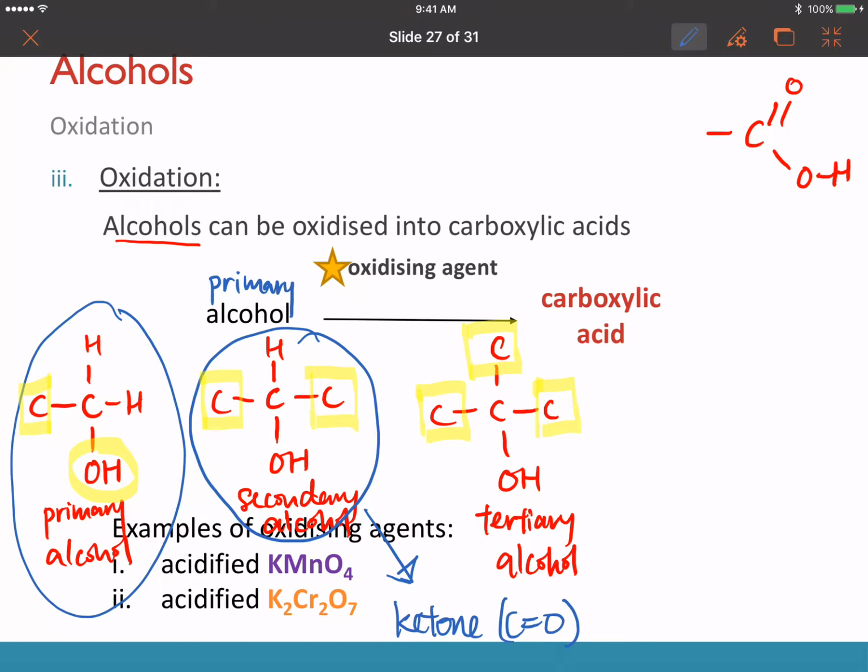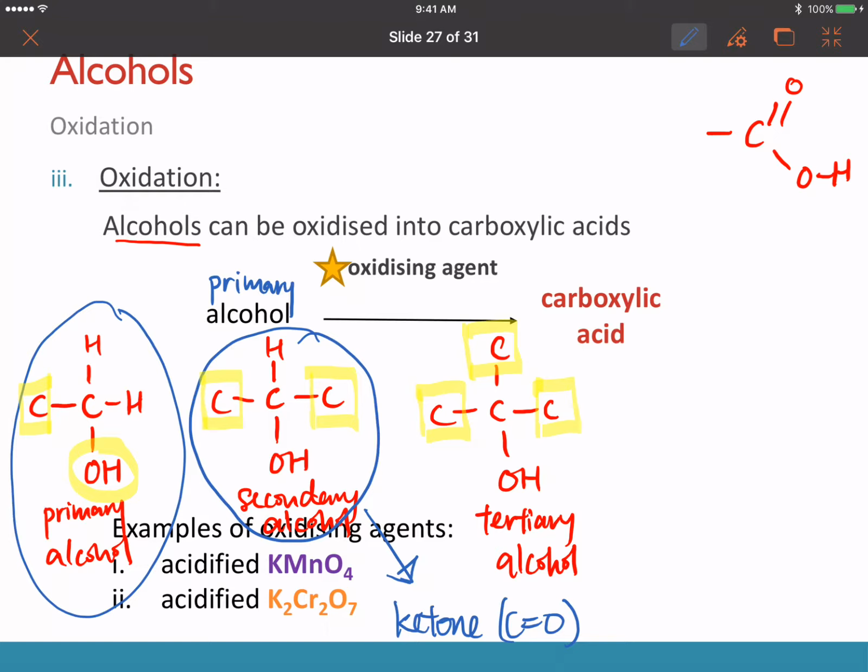Then what about a tertiary alcohol? Can I oxidize a tertiary alcohol to also give me a ketone? Okay, think about it. No, it's not possible.